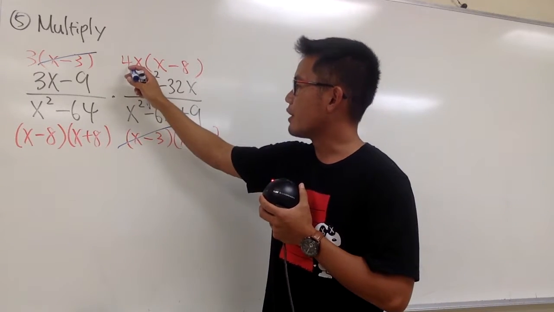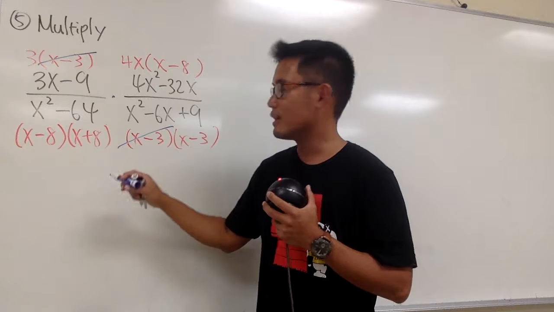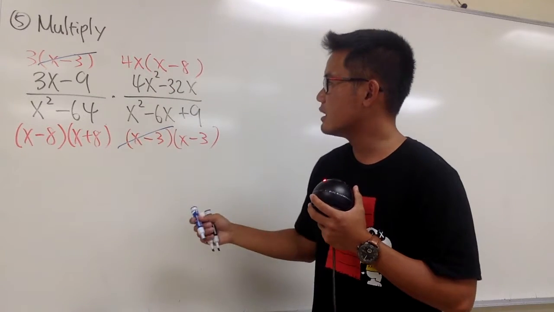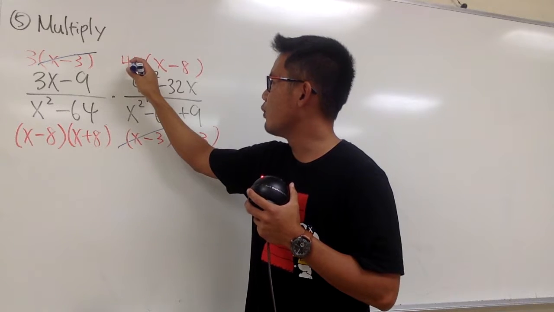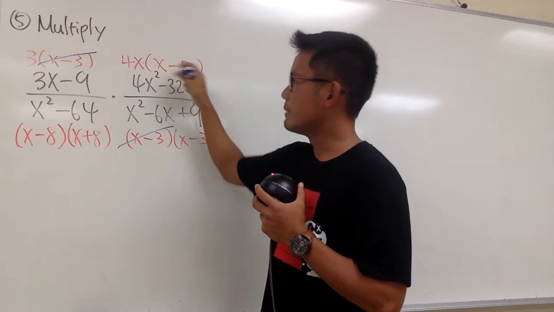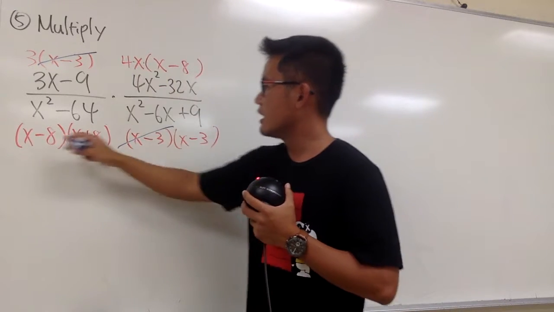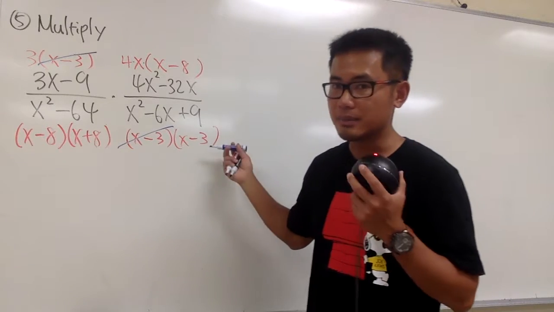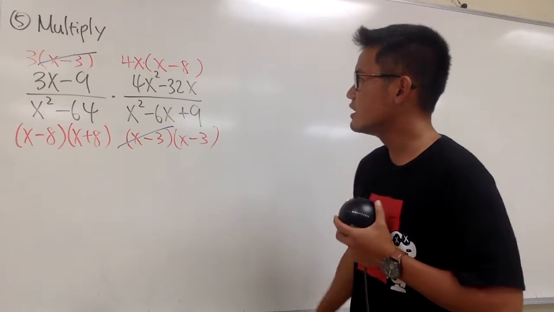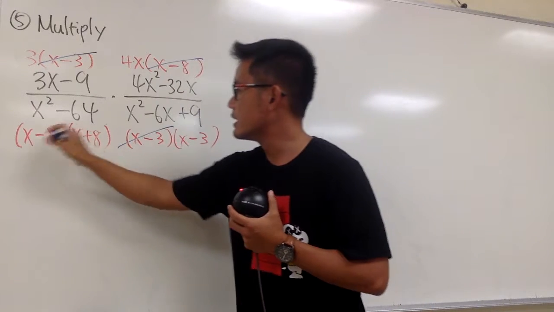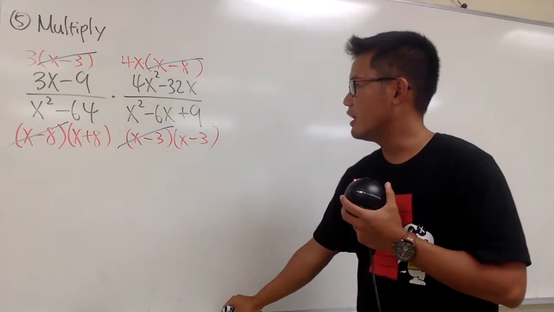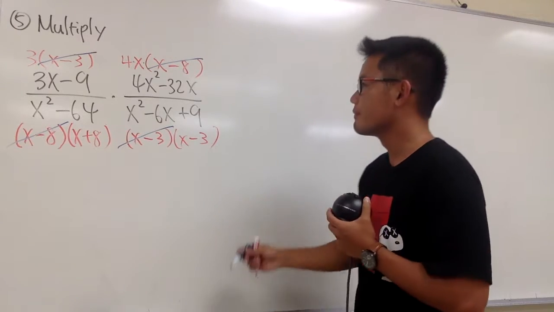Okay, I have 4 right here, but I don't have any of the numbers on the bottom, so this 4 stays. This x is pretty much by itself, because you see, this is 4 times x minus 8. For this x, I don't have any x factors on the bottom, so it stays. And we have the x minus 8. I can cancel this out with that, right? And that's the most that we can do.